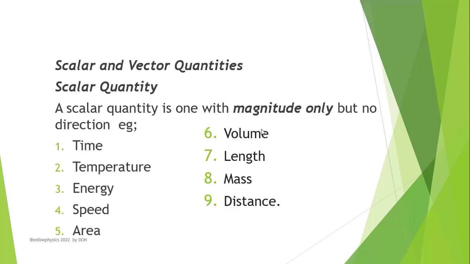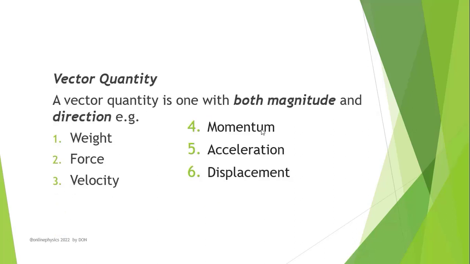Then we want to look at some of the last parts of this topic. We have scalar and vector quantities. Under scalar quantities, we want to find the difference. A scalar quantity is a quantity which has only the size, what we call magnitude, but it doesn't have the direction. Some examples of a scalar quantity are time, temperature, energy, speed, area, volume, length, mass, and distance. These are examples of scalar quantities.